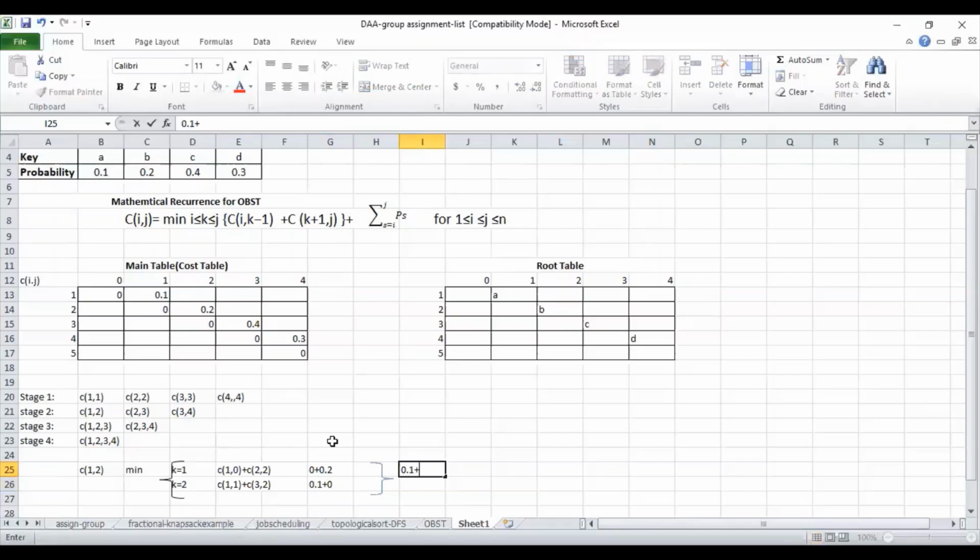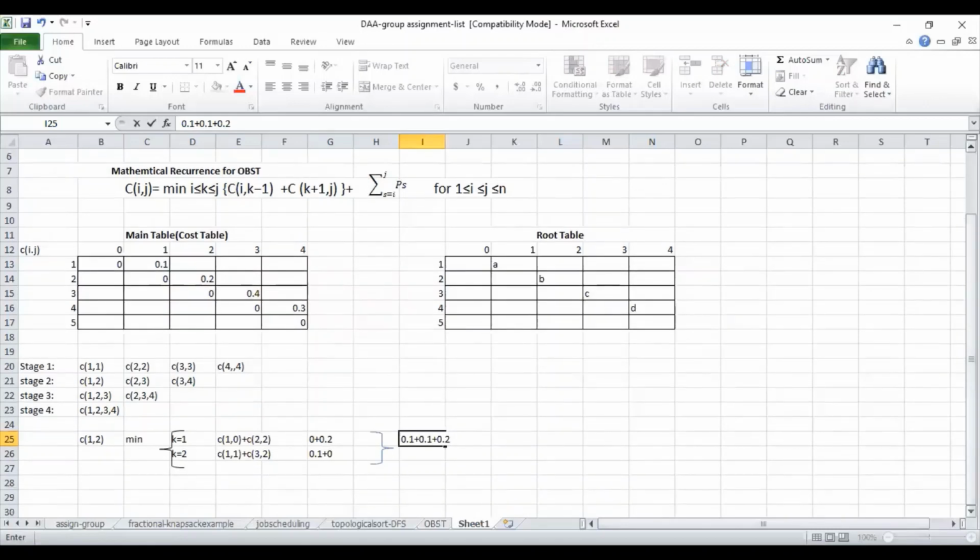0.1 plus, we add the probabilities of the nodes that are considered. The probabilities of the nodes that we consider, that is 1 and 2, would be 0.1 and 0.2. Hence, the total cost would be 0.1 plus 0.1 plus 0.2, which is 0.4. So C12 has been calculated as 0.4.